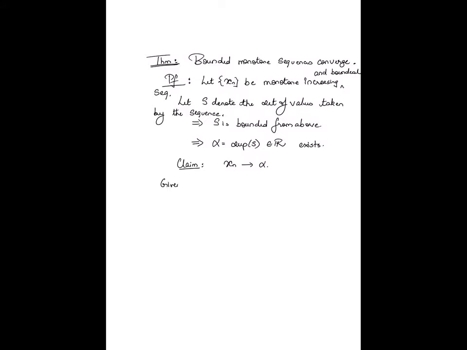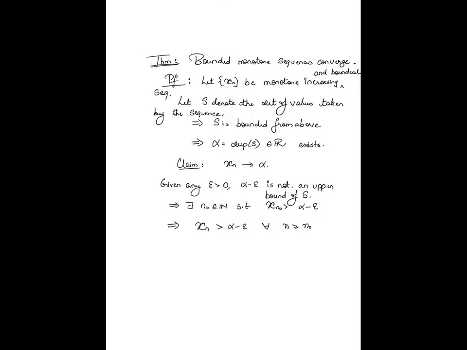Suppose I'm given any epsilon greater than 0. We know that alpha minus epsilon is not an upper bound of S, because alpha is after all the least upper bound. Which means for any positive epsilon, alpha minus epsilon is not an upper bound, which implies that there exists some number n0 such that x_n0 is greater than alpha minus epsilon. So there should be some entry of the sequence, which I'm going to call n0, such that x_n0 is greater than alpha minus epsilon, which implies from the monotonicity of the sequence that x_n is greater than alpha minus epsilon for all n greater than or equal to n0.